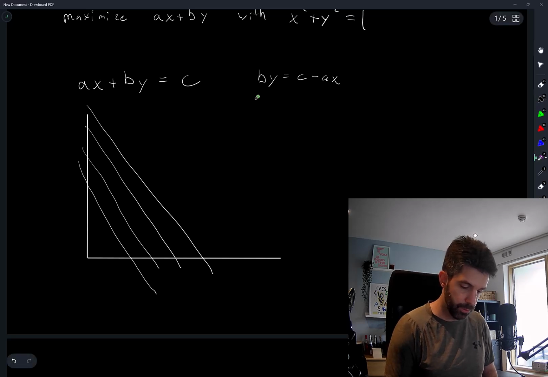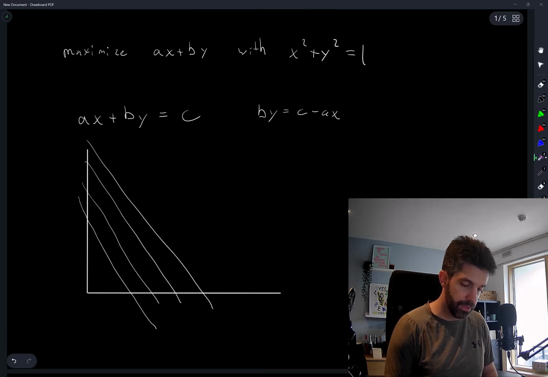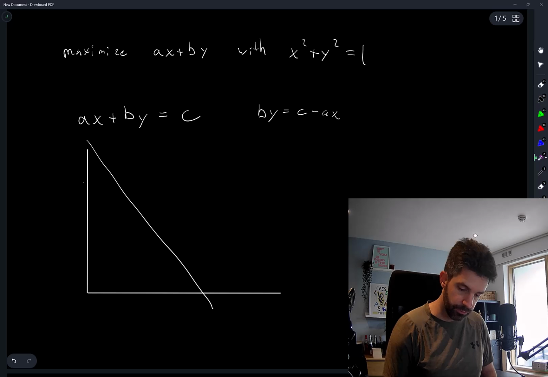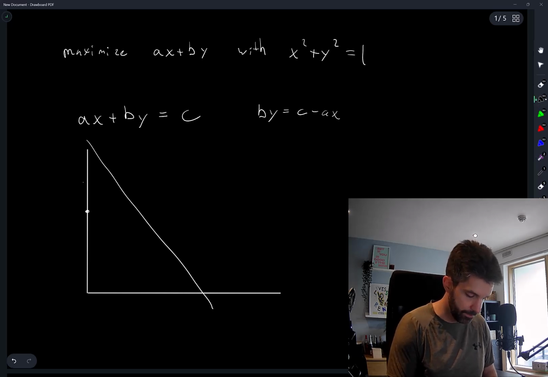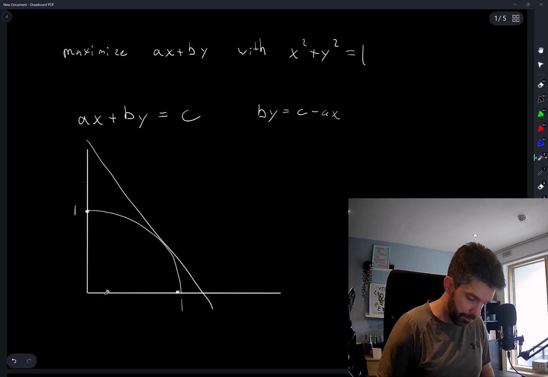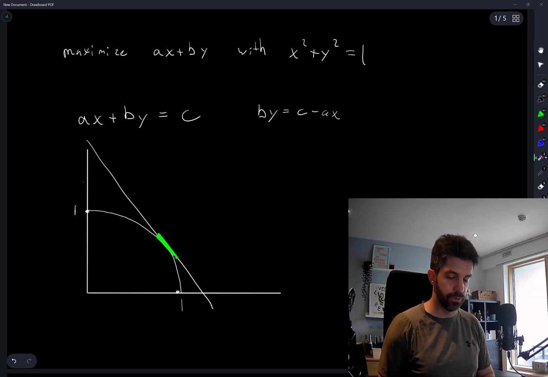If you look at this version of the equation, remember that a and b are both positive. If I increase c, that means the lines are moving in that direction. So what I want to do is move the lines in that direction as far as possible, such that there is still an intersection with the circle. So I need to draw a circle of radius 1. It's pretty clear that as I move these lines in that direction, the line that I'm looking for is going to be the one that's tangent to the circle.